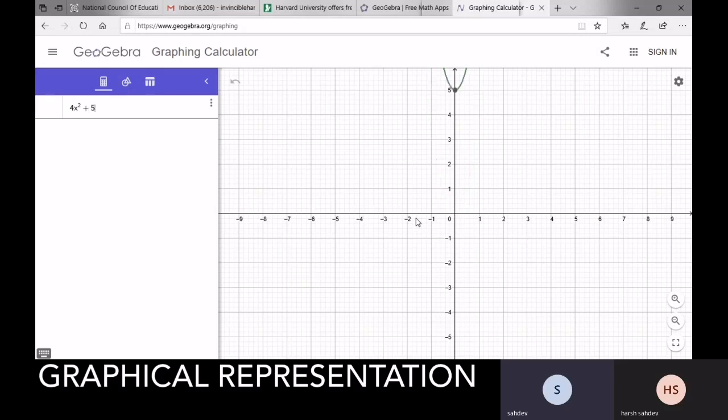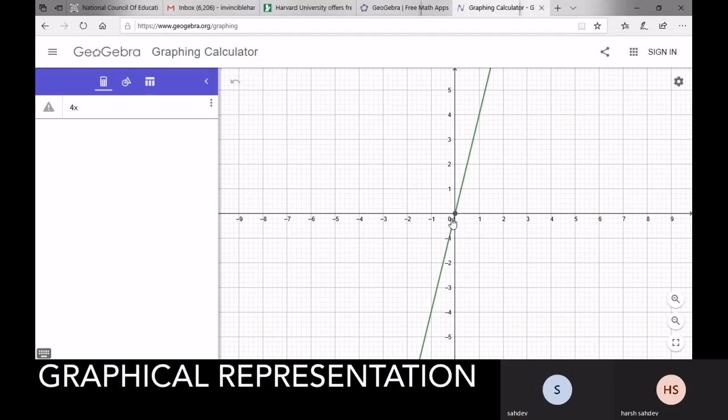I'll make it further. Now 4x square plus 5x equals to 0. This will be the equation. It will cut at 2 points, this and this. This is clearly showing that it will be an equation of degree 2.